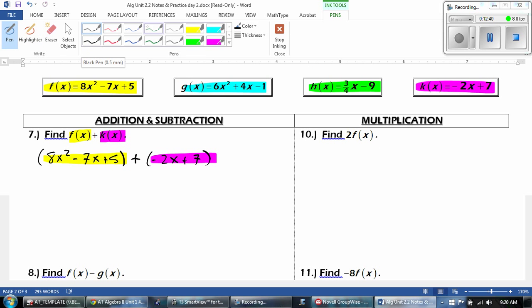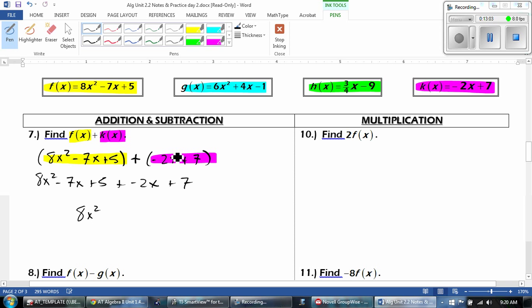Well, I would distribute whatever's in front. Both of these are positive, so I would just bring it down. 8x squared minus 7x plus 5 plus negative 2x plus 7. So I need to combine like terms. Do I have any other x squareds? Nope. So the 8x squared comes first.